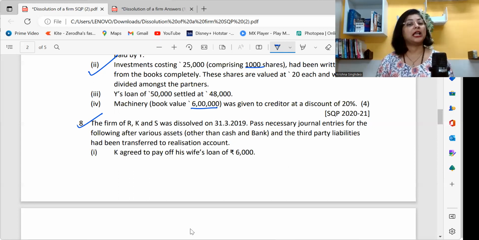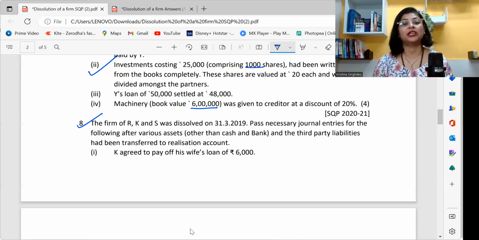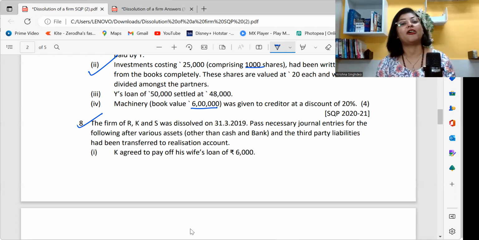And for you people, I will be recording a separate video where we will solve question from SQP, in which we have already got one question of 6 months where you are given a question for passing and recording the entries into ledger realization account.